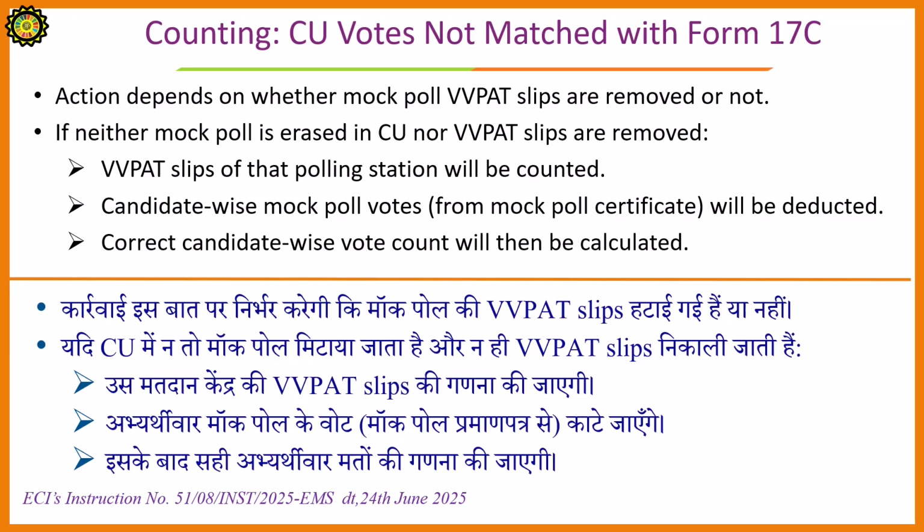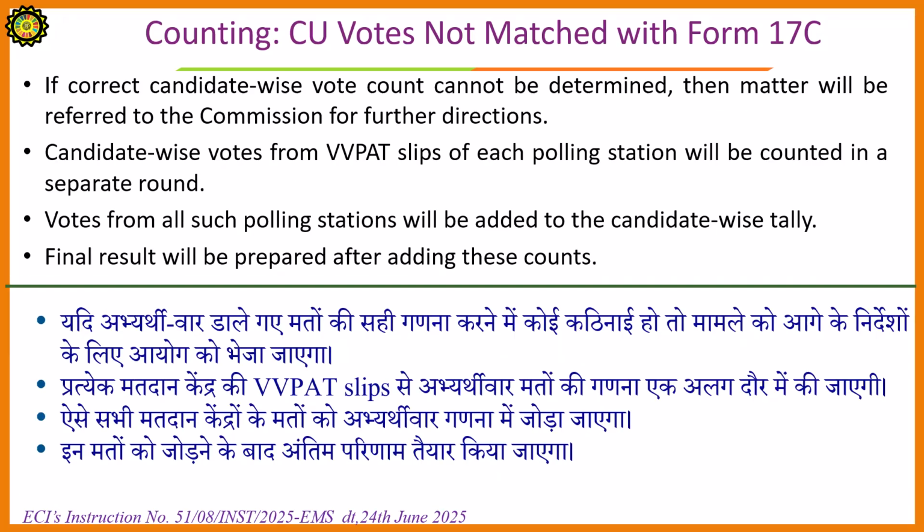If neither mock poll is raised nor the VVPAT slips are removed, then VVPAT slips of that polling station will be counted. Candidate-wise mock poll votes from the mock poll certificate will be deducted. Correct candidate-wise votes count will then be calculated. If correct candidate-wise vote count cannot be determined, then matter will be referred to the Commission for further directions.